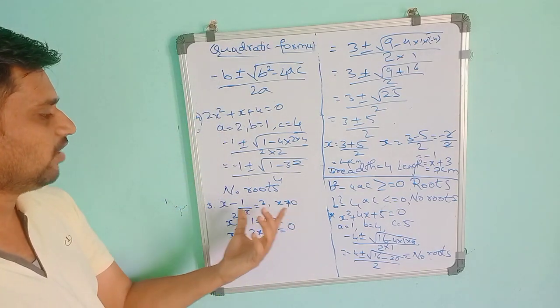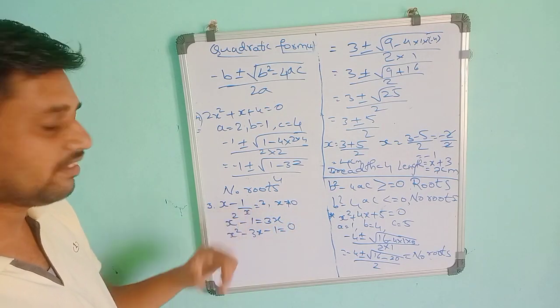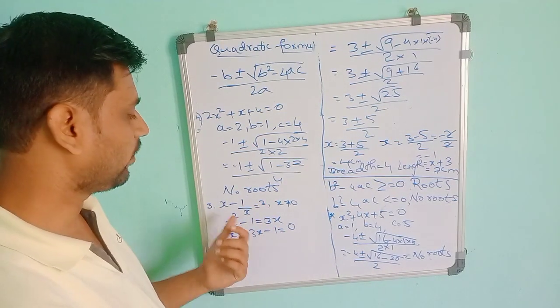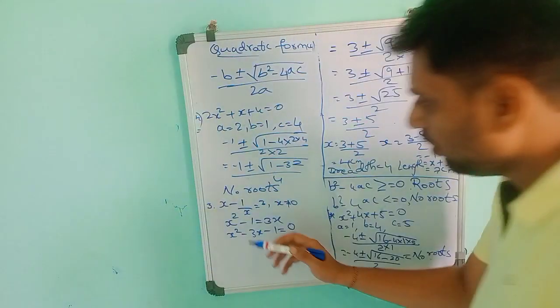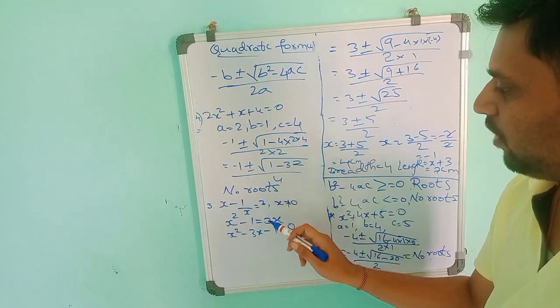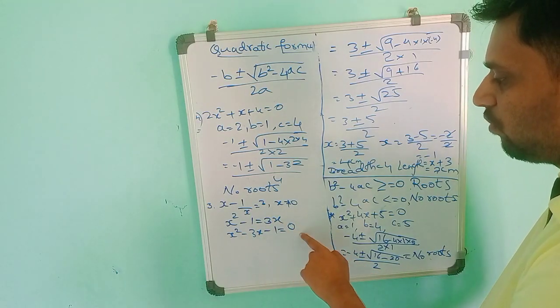How? x minus 1 by x is equal to 3, where x is not equal to 0. To make it a quadratic equation, you have to multiply by x. That will be x into x is x square, 1 by x into x is minus 1, 3 into x is 3x. So I will keep this on this side, so minus 3x: x square minus 3x minus 1 is equal to 0.